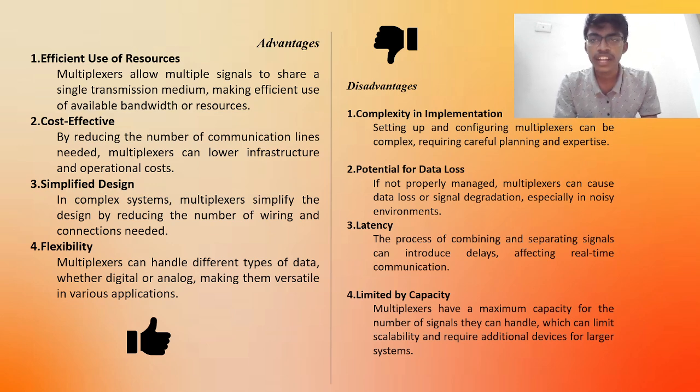Now looking into the advantages side, there is simplified design. In complex systems, multiplexers simplify the design by reducing the number of wires and connections needed. Looking into the disadvantage, latency. The process of combining and separating signals can introduce delays. If we represent a higher order multiplexer in terms of smaller multiplexers, we need to construct them separately and connect them, which requires some time. So it can introduce delays affecting real-time communications if complex multiplexers are implemented.